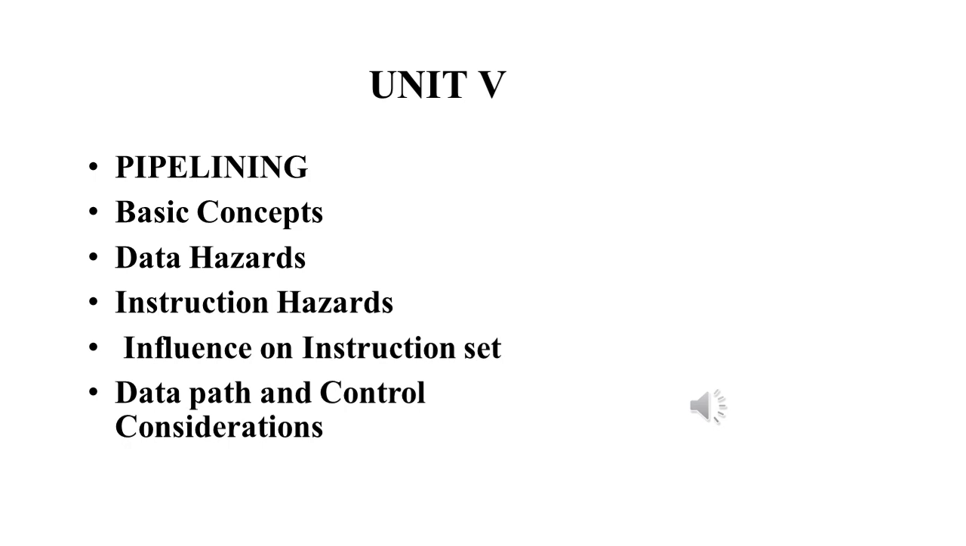For example, here the two instructions are there. ADD R1, R2, R3: we add the R2 and R3 registers and store it in the R1 register. The second instruction is SUB R4, R1, R5: we subtract the R5 value from the R1 value and store it in R4. So instruction 2 needs the result from instruction 1, that is the R1 value. But instruction 1 has not finished yet when instruction 2 starts. So this causes the data hazard.